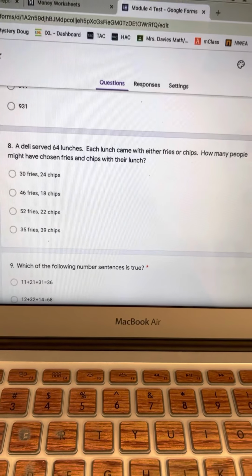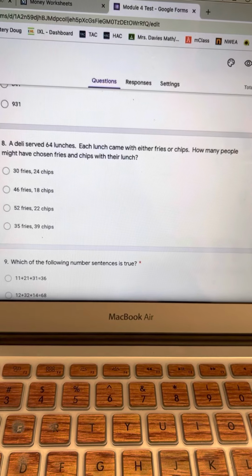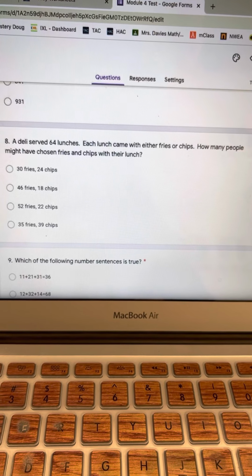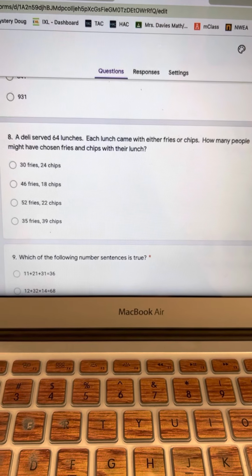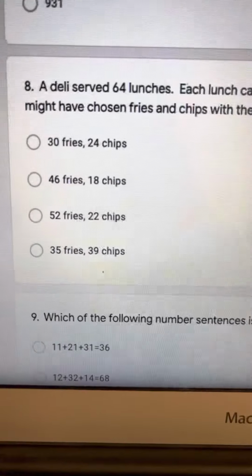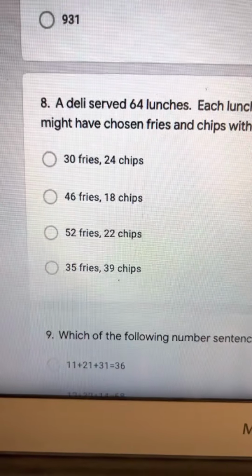Number 8, a deli served 64 lunches. Each lunch came with either fries or chips. How many people might have chosen fries and chips with their lunch? So you're looking for the one that makes 64.